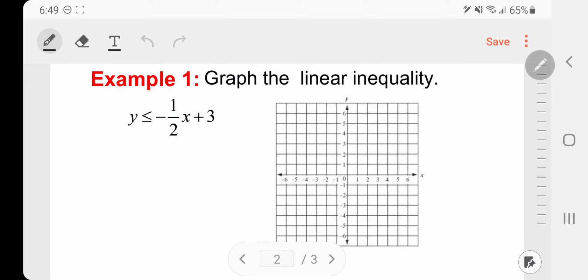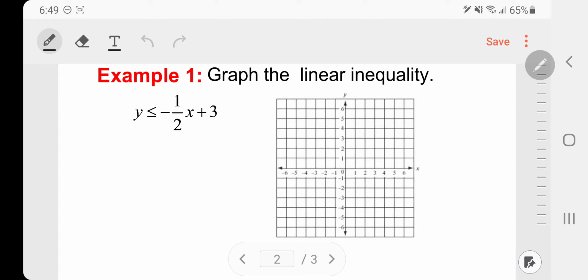Here we have the linear inequality y is less than or equal to negative 1/2 x plus 3. We know how to graph this. First off, we see that it has the equal to, so it is going to be a solid line. Our starting point is positive 3, so I go to positive 3, and my slope is negative 1 over 2, so I go down 1 and to the right 2. So far, there is really no difference in how I graphed it. It has a solid line because it has the equal to.